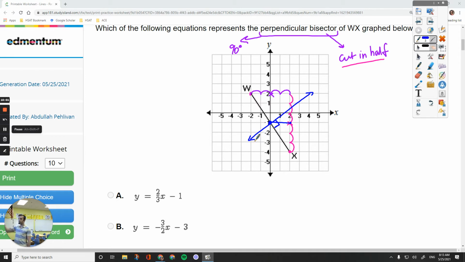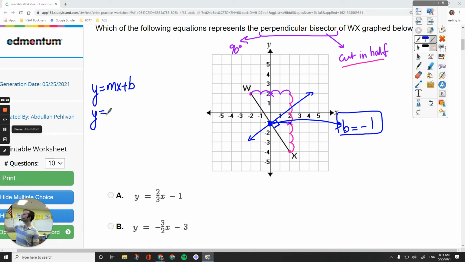What's the y-intercept of that blue line? The point of intersection between the blue line and the y-axis. So that point is -1. Right here, the y-intercept. When we write the slope-intercept form, b stands for the y-intercept, which right here is equal to -1. So the equation I need is going to look like y equals, I don't know what the slope is going to be, but I know that b is going to be -1.